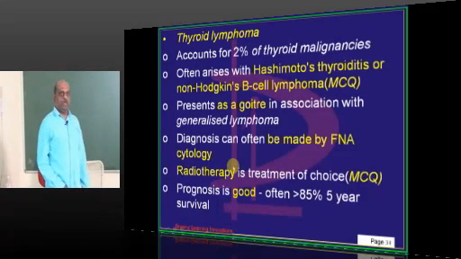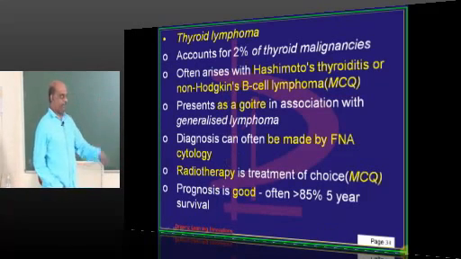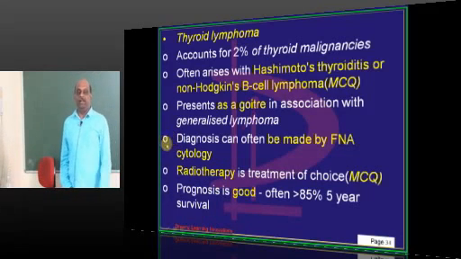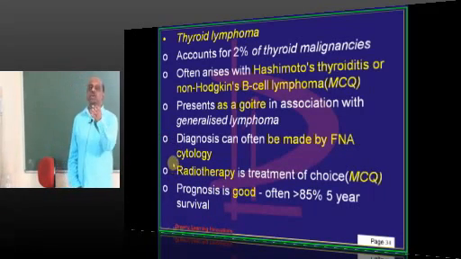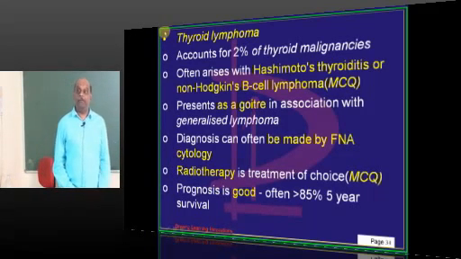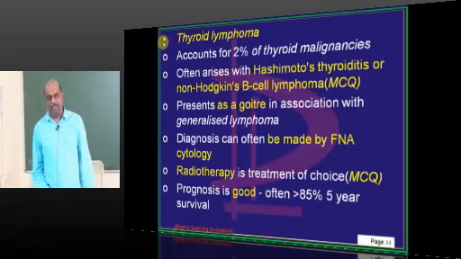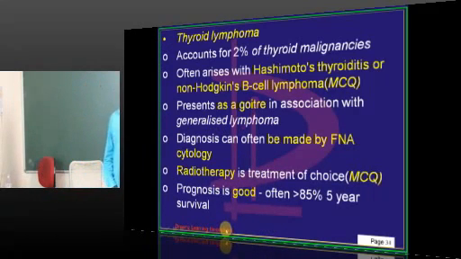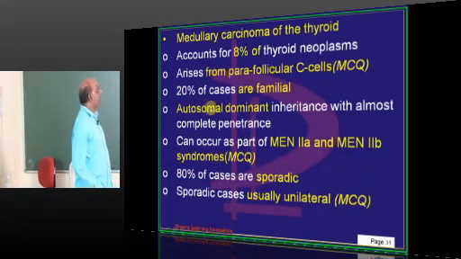FNAC can be able to make you identify that lymphomatous morphology. Now comes the favorite MCQ of examiner. What is the treatment of choice of thyroid lymphoma? Not the surgery, not the chemotherapy, but radiotherapy is considered to be the treatment of choice. And generally prognosis is good. That's a good thing about thyroid lymphoma.